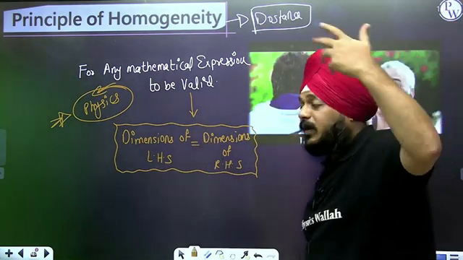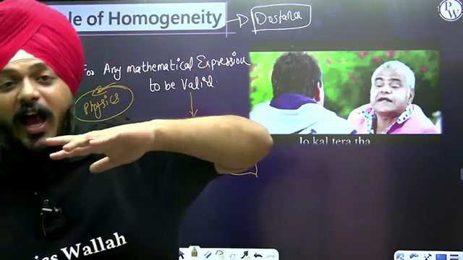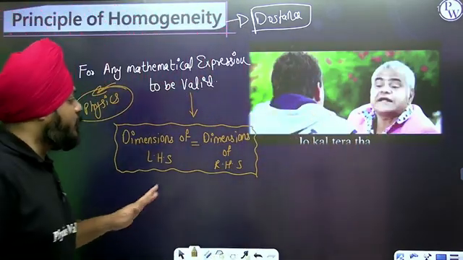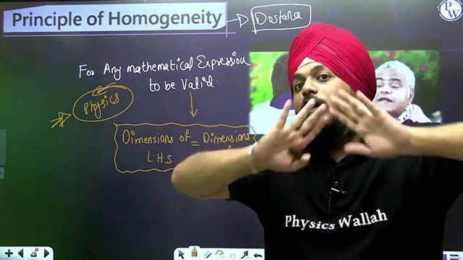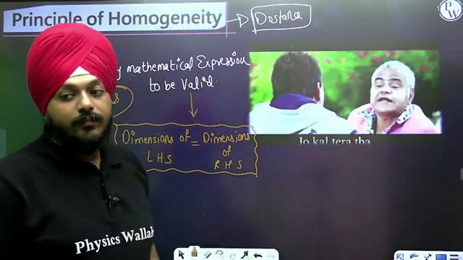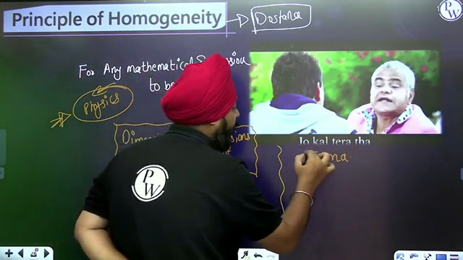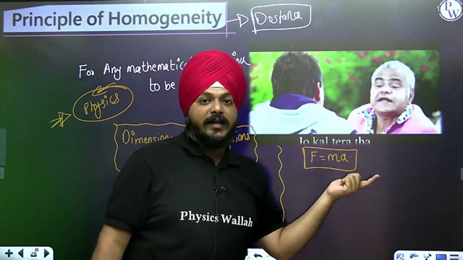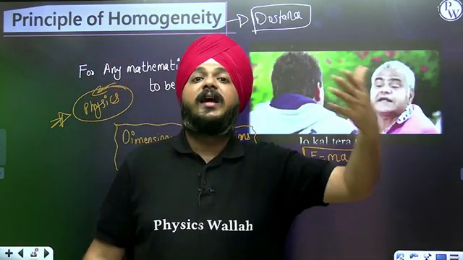Now, students might have a question in mind. What happens when on either side, the LHS or the RHS, we have more than one expression? On the basis of this and three noteworthy points, all of those questions on the principle of homogeneity can be solved. Suppose, let us take an example. If I'm talking about F is equal to M into A, I can say the dimensions on the LHS side match the dimensions on the RHS side. Yes, the equation is dimensionally valid and the principle of homogeneity isn't violated.